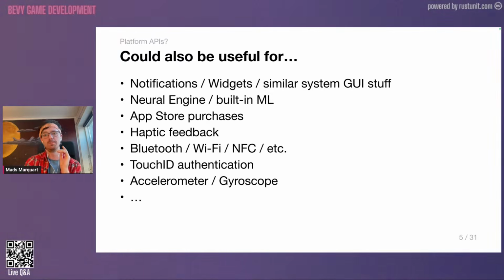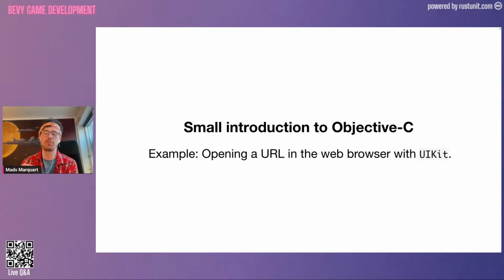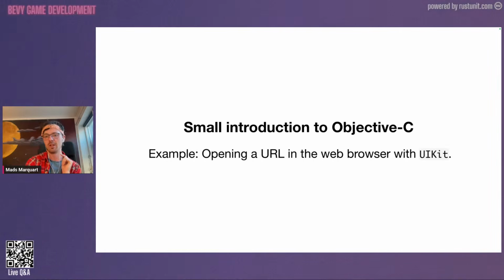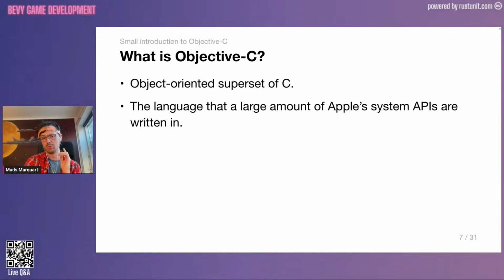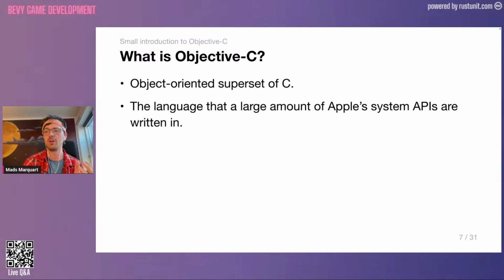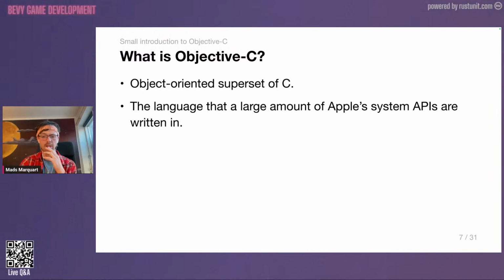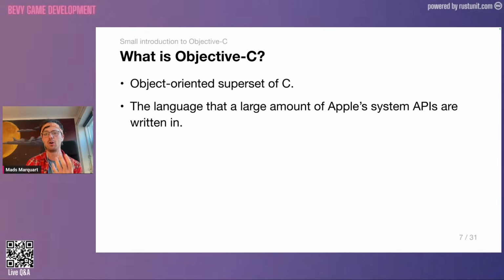Okay, so that's the scene. We want to know about the platform APIs. Well, this is the platform APIs. It's Objective-C a lot of the way. So a quick introduction to this. It's a superset of C that's object-oriented, and it is what everything on Apple platforms is written in. It's like the platform API, if you will. If you've heard of Swift, that's Apple's new programming language, but a lot of the old stuff is still written in Objective-C. So if you want to do anything on Apple's platforms, then we need to interact with Objective-C.